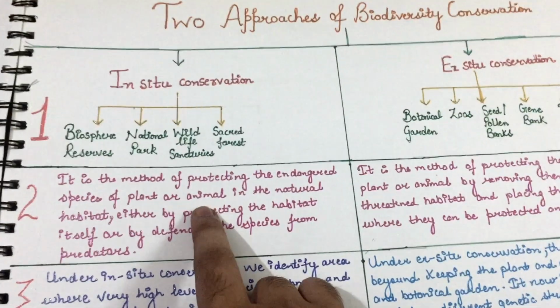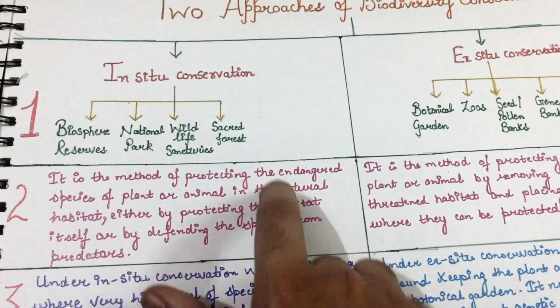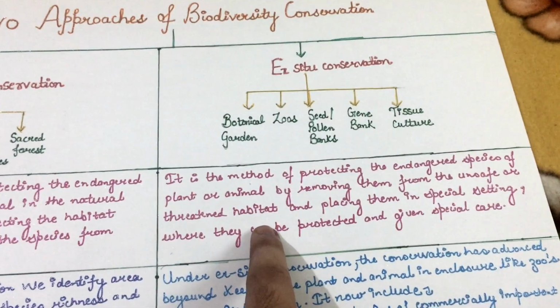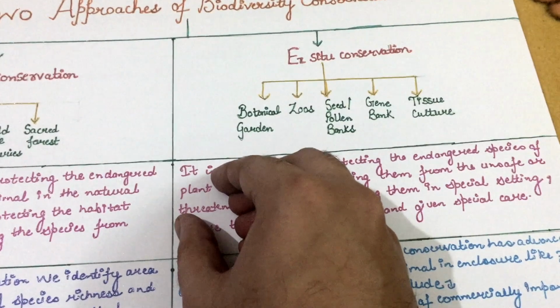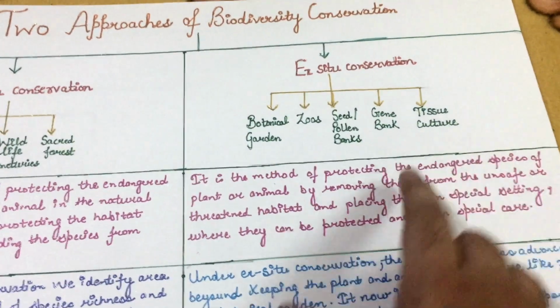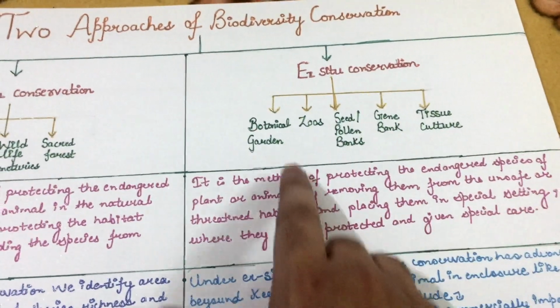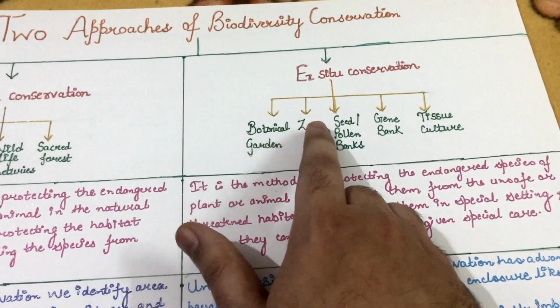So, in in situ conservation, the entire habitat is protected, whereas in ex situ conservation, the animals and plants are removed from their natural habitat and placed in special settings. For example, in botanical gardens and zoos.